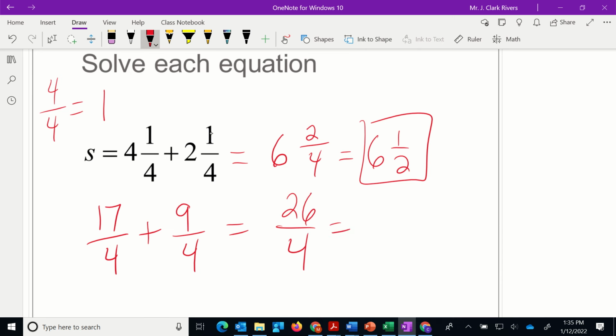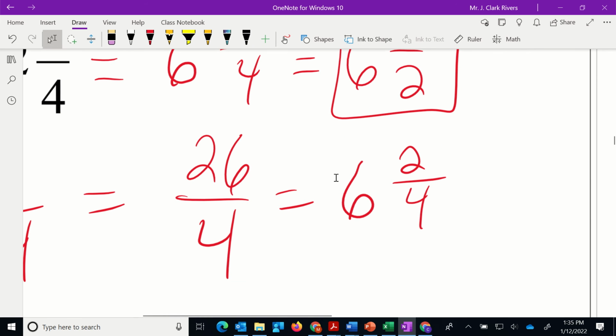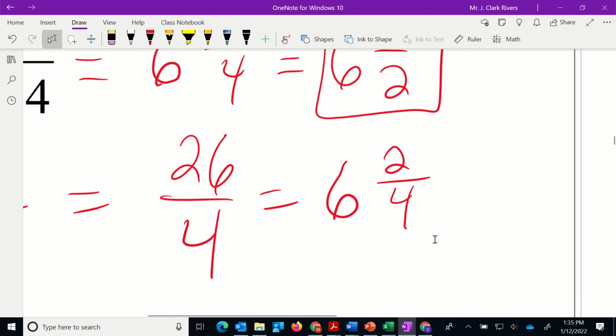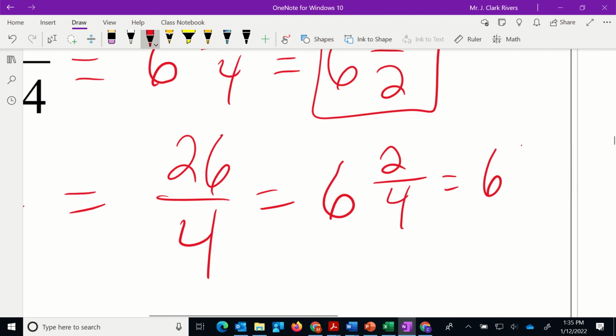26. Okay. How many groups of 4 are there in 26? There's 6 groups of 4. What's 6 times 4? 6 times 4 is 24. What are we left with here? 2. And here's how we can check this. What's 6 times 4? 24. What's 24 plus 2? 26. So 26/4 becomes 6 and 2/4, which is the exact same thing as 6 and 1/2.